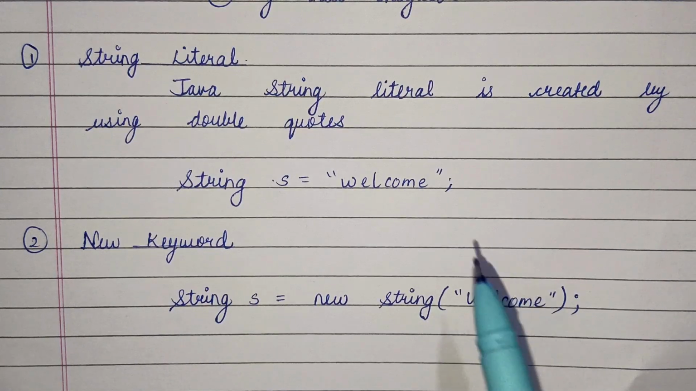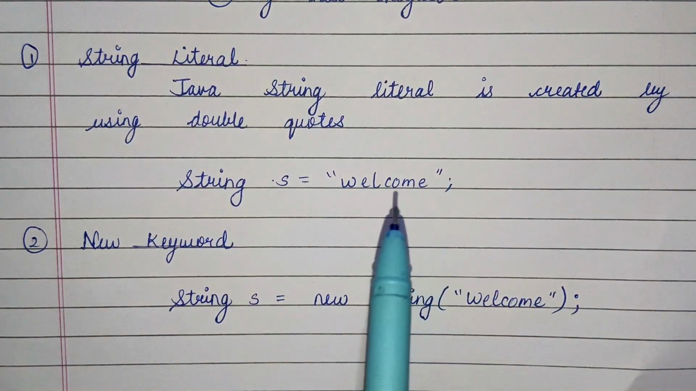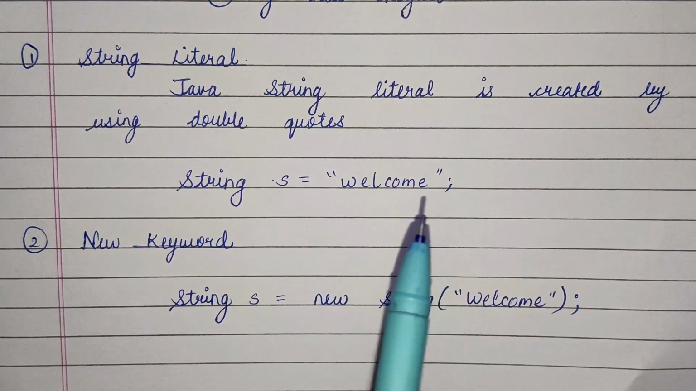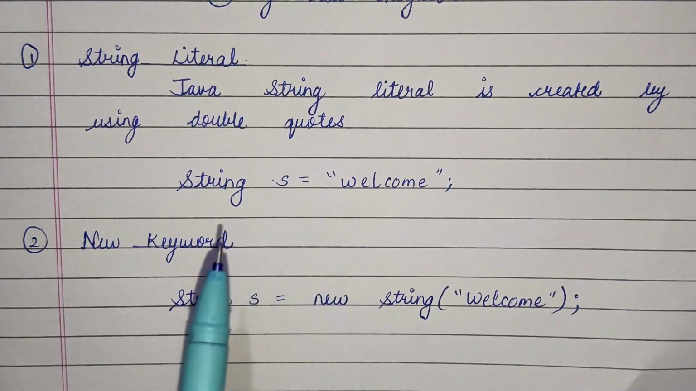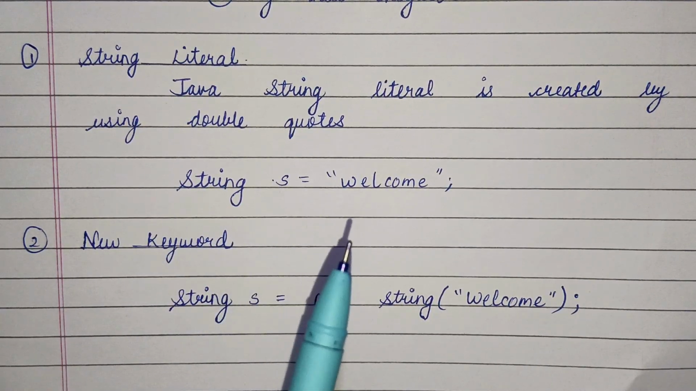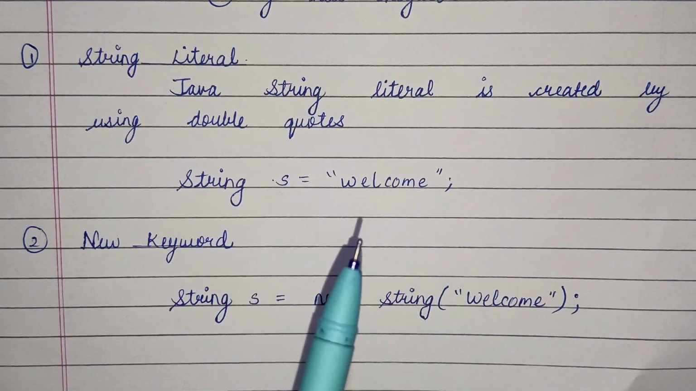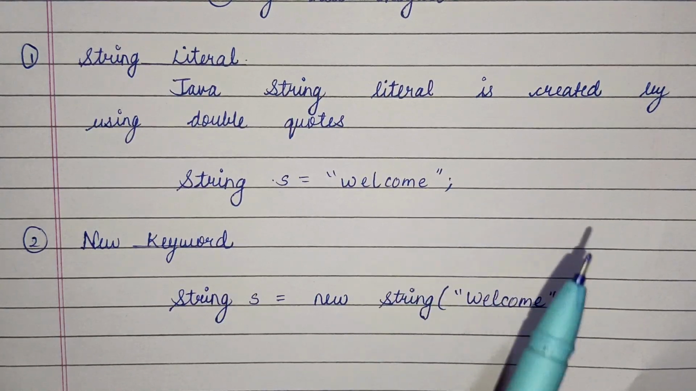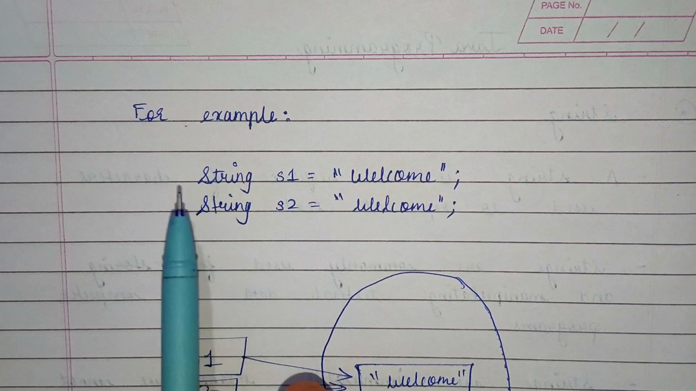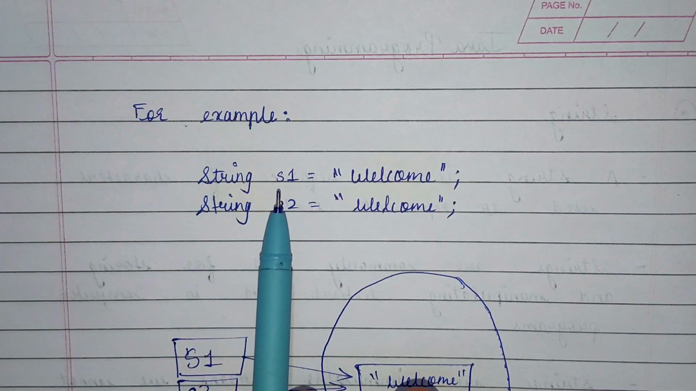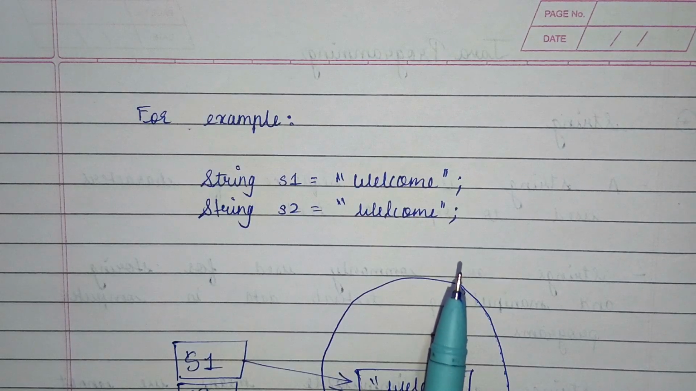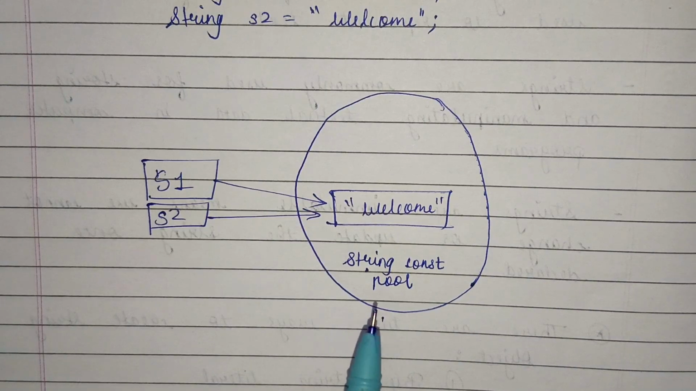If the string already exists in the pool, a reference to the pool instance is returned. If the string does not exist in the pool, a new string instance is created and placed in the pool. So for example, I have created two strings here, string s1 and string s2. In this, it does not create a new instance. So I've created one drawing here.